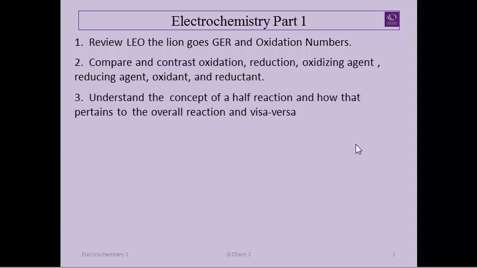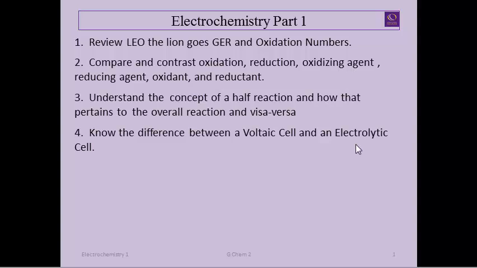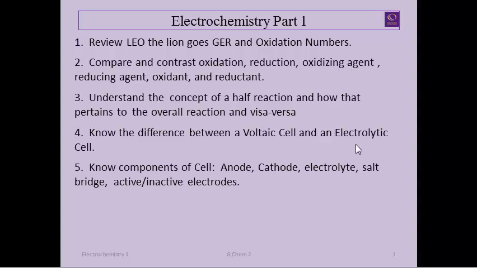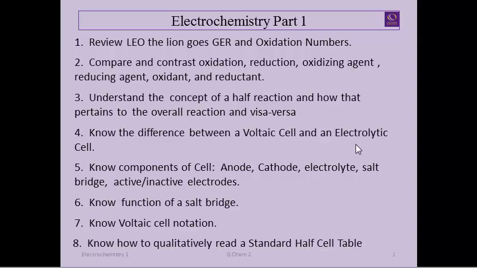Understand the concept of a half reaction and how that pertains to the overall reaction, and how an overall reaction can help you understand the electron balance of a half reaction. To know the difference between voltaic cells and electrolytic cells, know the components of a cell, know the function of a salt bridge, know voltaic cell notation, and then finally how to qualitatively read a standard half cell table.